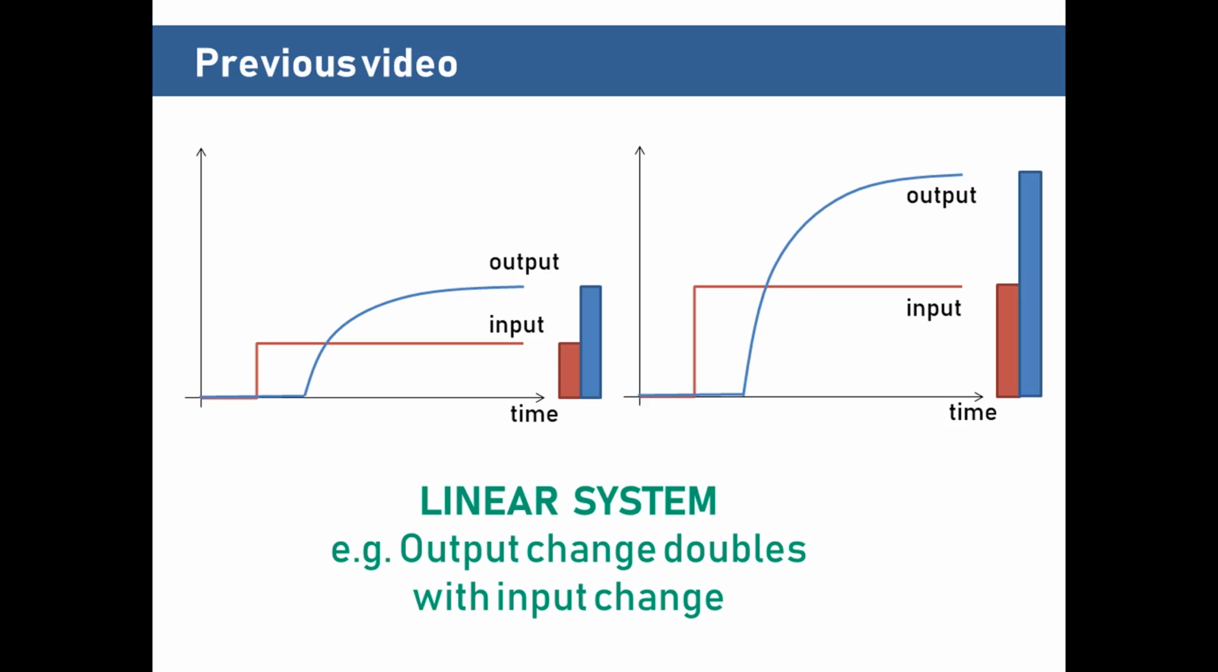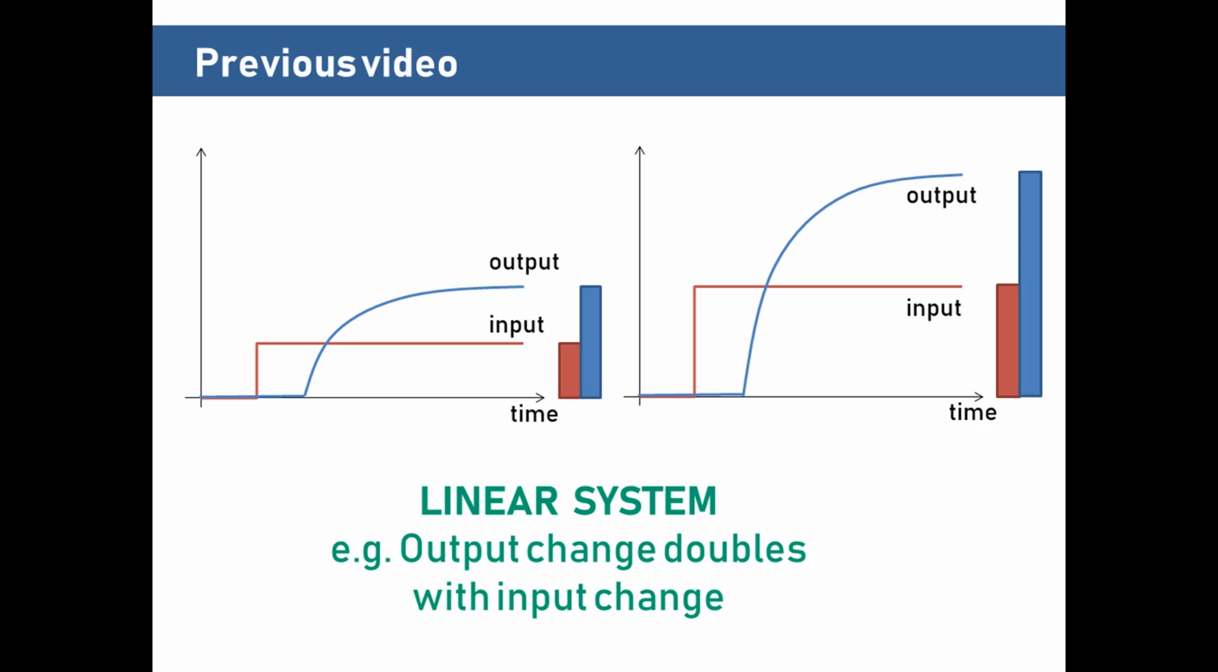The system in the previous video was a linear system, where the output changes in proportion to the input change. In this example of a linear system on screen, the output change is always double the size of the input change. The doubling effect holds no matter whether the input change is big or small. The water pump system you saw in the previous video was largely linear in nature.